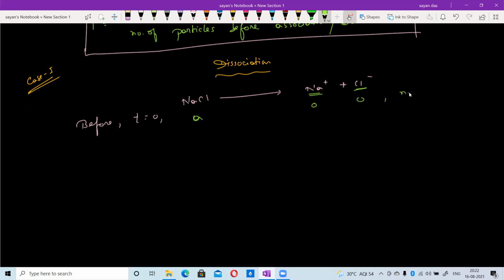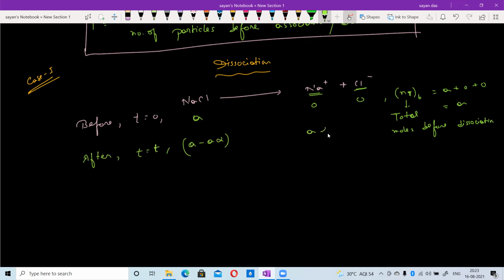Now, what is the n_T value? n_T means total moles before dissociation, which equals a plus 0 plus 0. That means a. Now, at t equals t, that means when dissociation has already taken place, we write a into a minus a alpha. This one is a alpha, this one is a alpha.